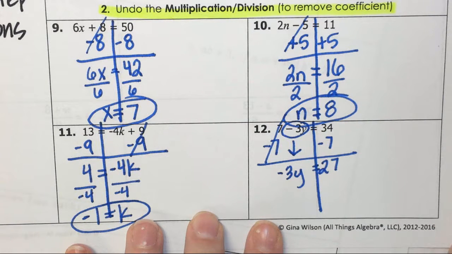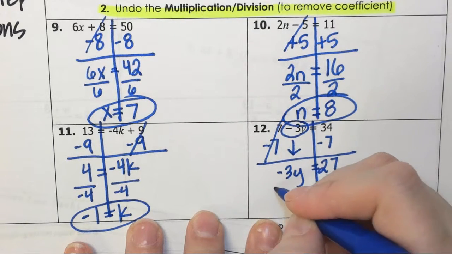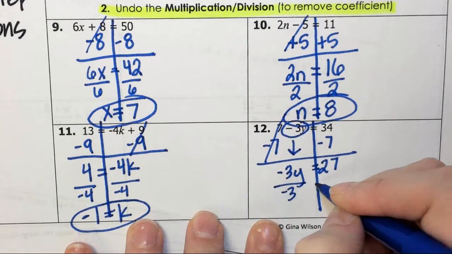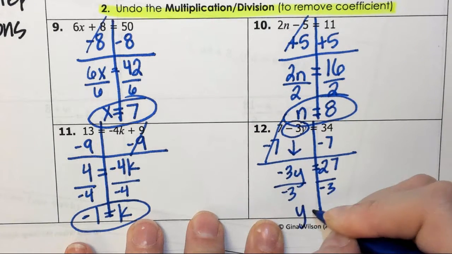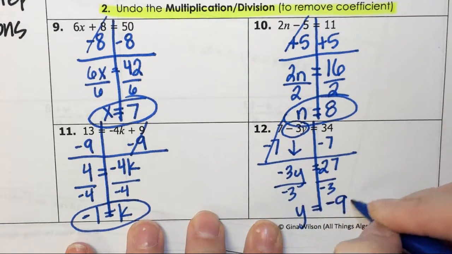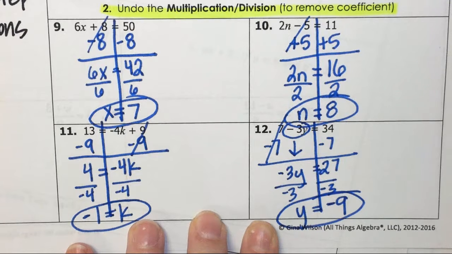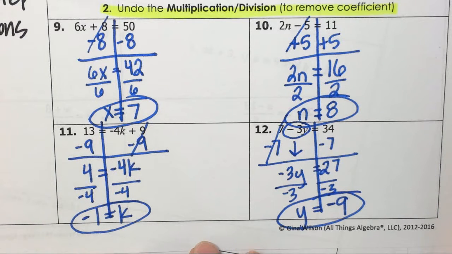Do y'all remember that negative? Some of us? Now divide by negative 3. Y is equal to negative 9. The 27 divided by negative 9. I did that. I got it. Good.